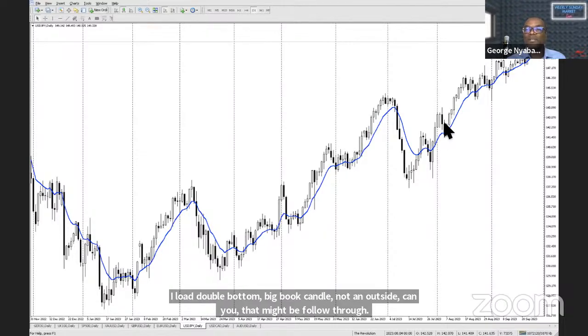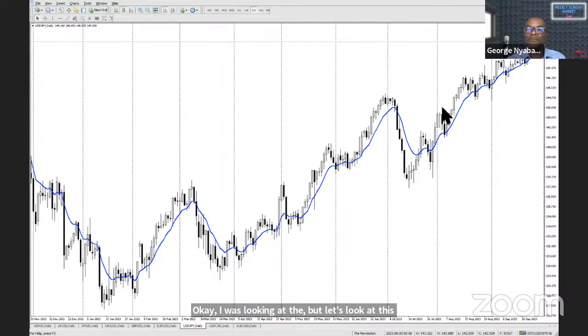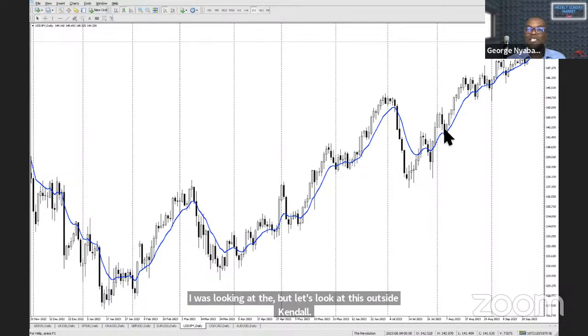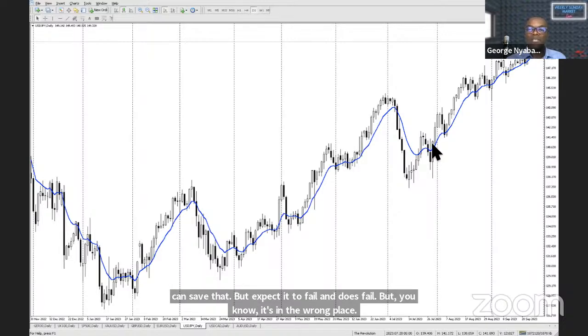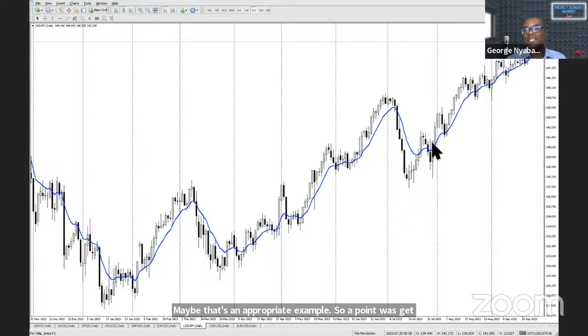Okay, I was looking at the bullish, but let's look at this outside candle. Okay, you can sell that, but expect it to fail, and it does fail. But it's in the wrong place. So maybe that's not an appropriate example. So the point was, when you get a big bull candle, just have a look to see is it an outside candle or not. But in any case, from there, we've had strong acceleration up.